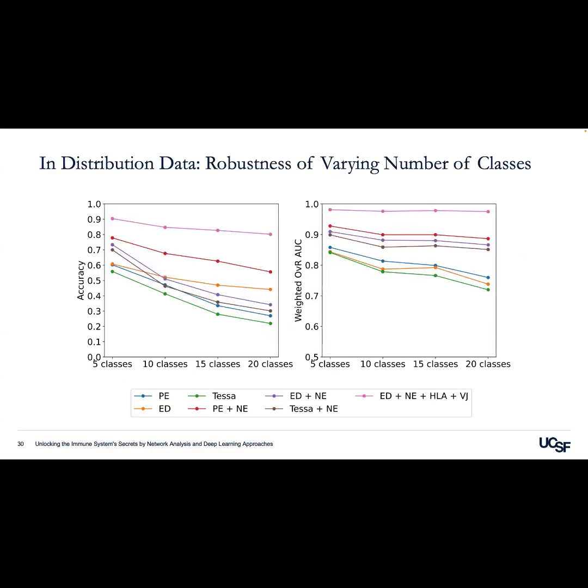We also want to check the robustness of our model, because it's a classification kind of method, right? When you have 5 classes versus 20 classes, of course, the model performance will be different. What we found is that even when we increase the classes from 5 to 20, the performance decreases a little bit in general, but our full model always performed the best and is very robust across the number of classes.